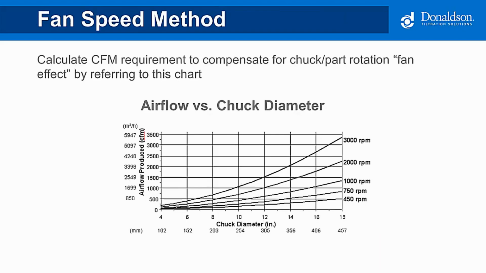So the next method is the fan speed method. Now, this is typically used in applications where you do not have an enclosure. You need to strategically place a hood to capture that mist. A common example is wet grinding applications, which I saw a lot of people have in your facilities. So using this chart, you're going to take the diameter of the wheel and compare it to the speed of the wheel to get the recommended airflow.